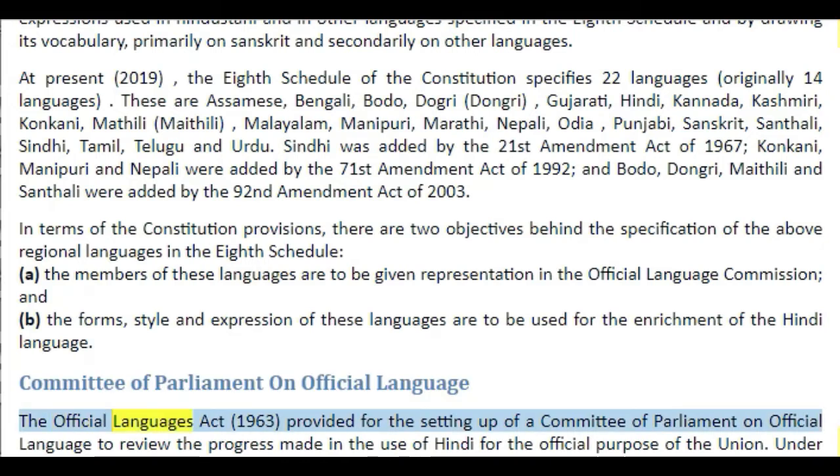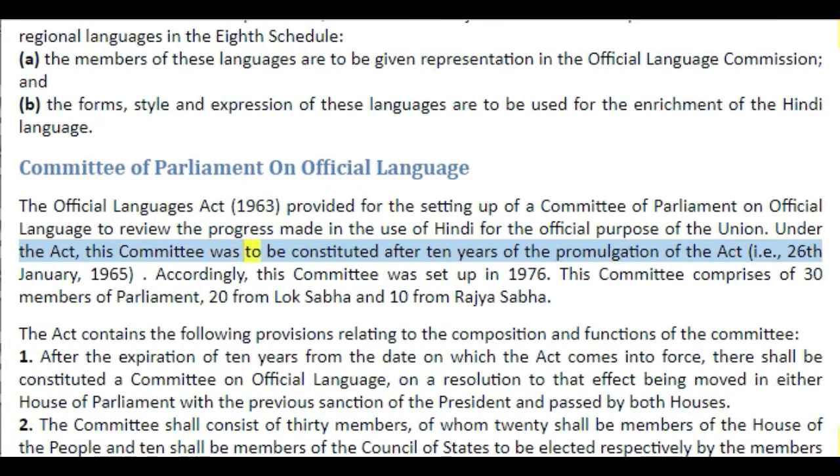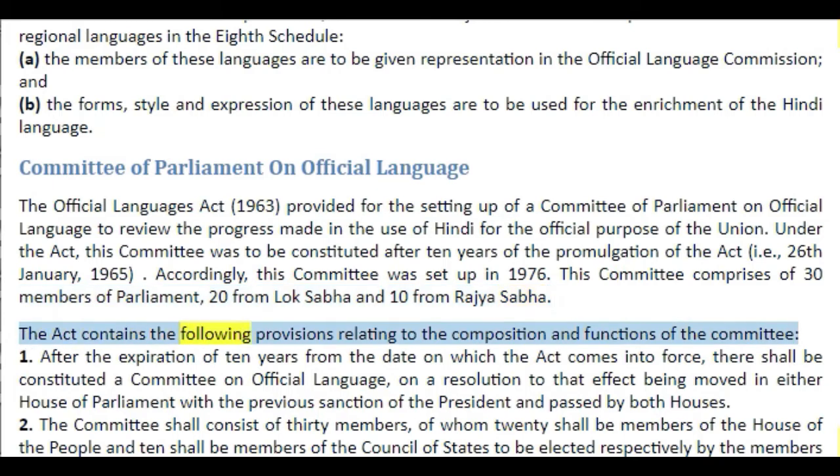The Official Languages Act, 1963, provided for the setting up of a Committee of Parliament on Official Language to review the progress made in the use of Hindi for the official purpose of the Union. Under the Act, this committee was to be constituted after 10 years of the promulgation of the Act, i.e., 26 January 1965. Accordingly, this committee was set up in 1976. This committee comprises 30 members of Parliament, 20 from Lok Sabha and 10 from Rajya Sabha. The Act contains the following provisions relating to the composition and functions of the committee.